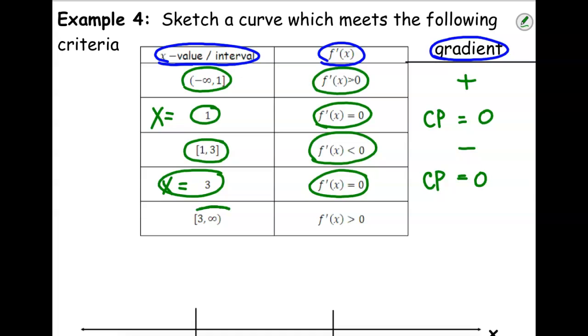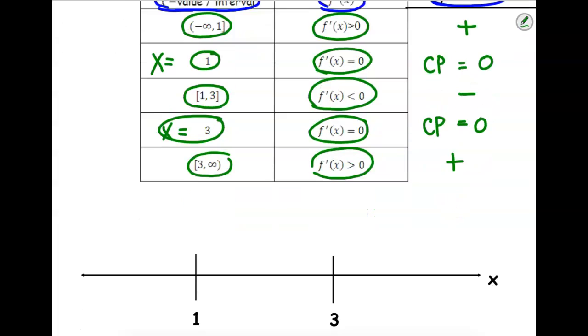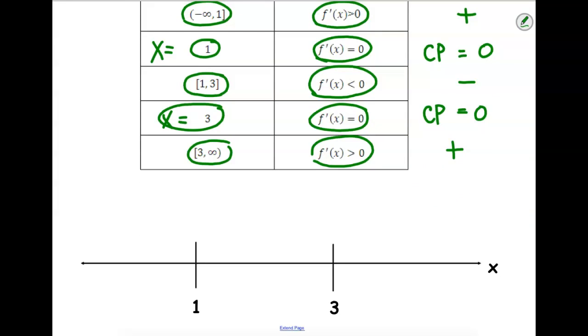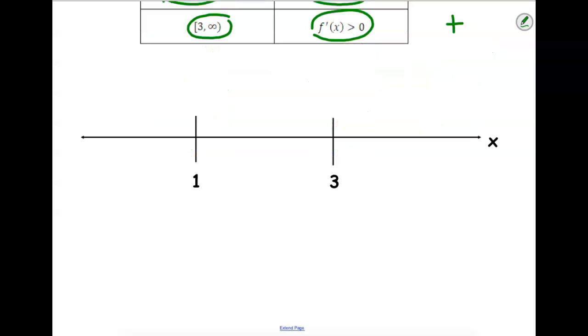Our last interval from 3 to infinity. When you evaluate it, you get a positive number. So that slope is going to be positive. So now we're asking you to create a sine function. So if we go between negative infinity and 1, that slope was positive.